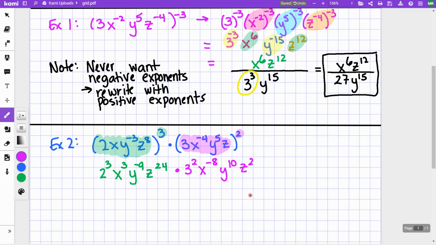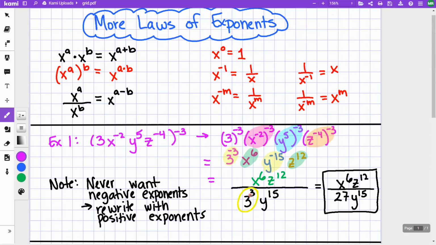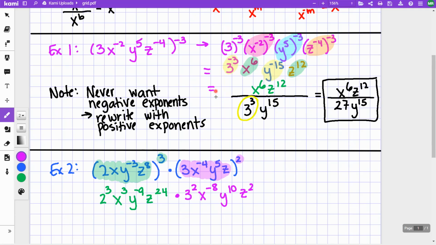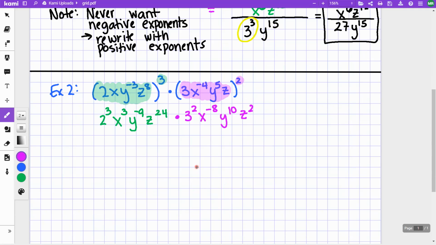Now, what I'm going to do next is use my laws of exponents, okay? So I'm going to be looking up here at when I'm multiplying the bases together, I add the exponents. I combine the exponents. So the first thing I'm going to do is this 2 cubed is really just 8, okay? And this 3 squared is really going to be a 9.